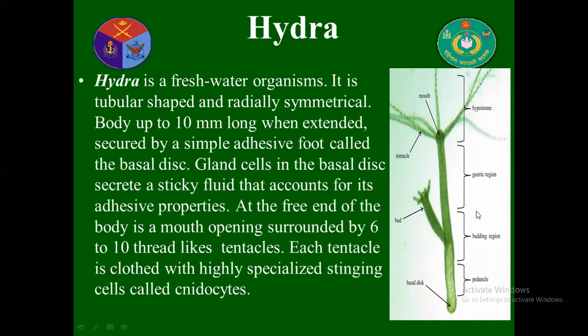Gland cells in the basal disc secrete a sticky fluid that accounts for its adhesive properties. So there is a gland cell, it secretes some adhesive substance. At the free end of the body is the mouth opening surrounded by 6 to 10 thread-like tentacles. So its number is 6 to 10. Each tentacle is coated with highly specialized stinging cells called cnidocytes. So these tentacles consist of a special type of cells whose name is cnidocyte cells.